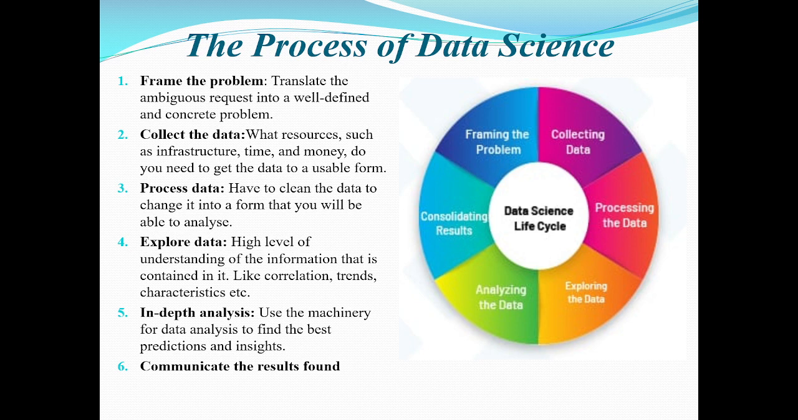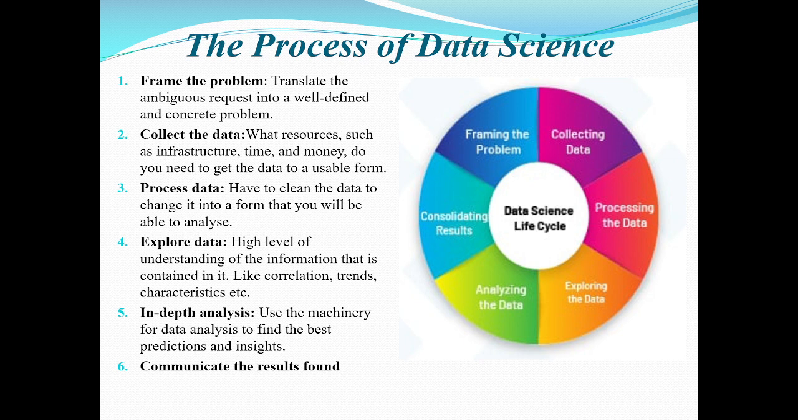The first step involved in the process of data science is to frame the problem. That means he has been given an ambiguous request, and he has to translate that request into a well-defined and concrete problem. So the first step in the process of data science is framing the problem. The ambiguous request is translated into a well-defined concrete problem.